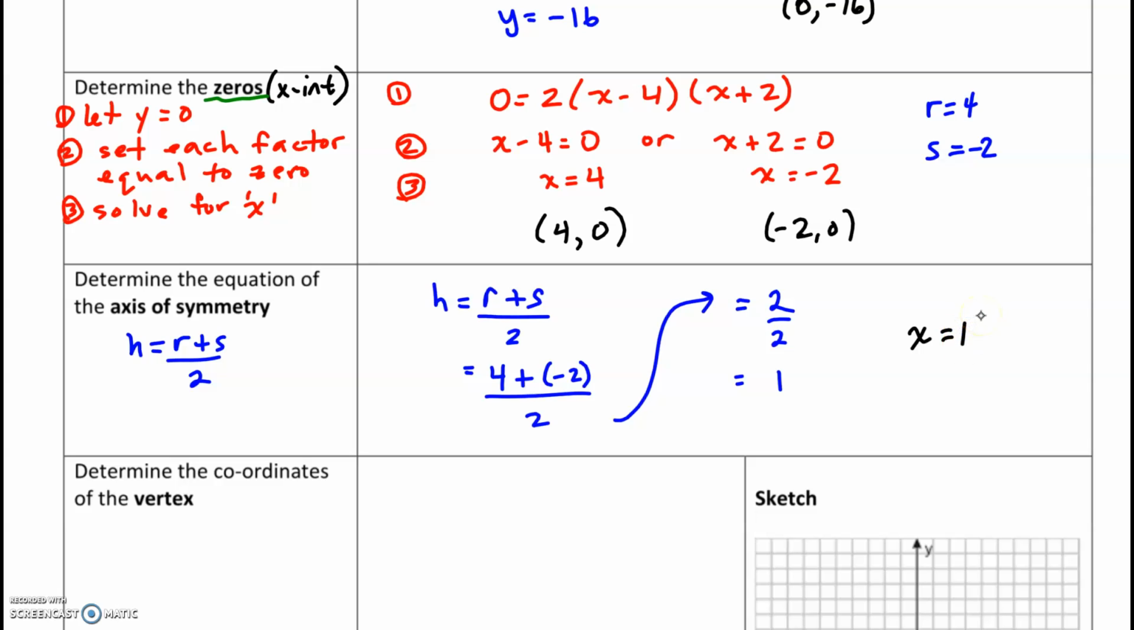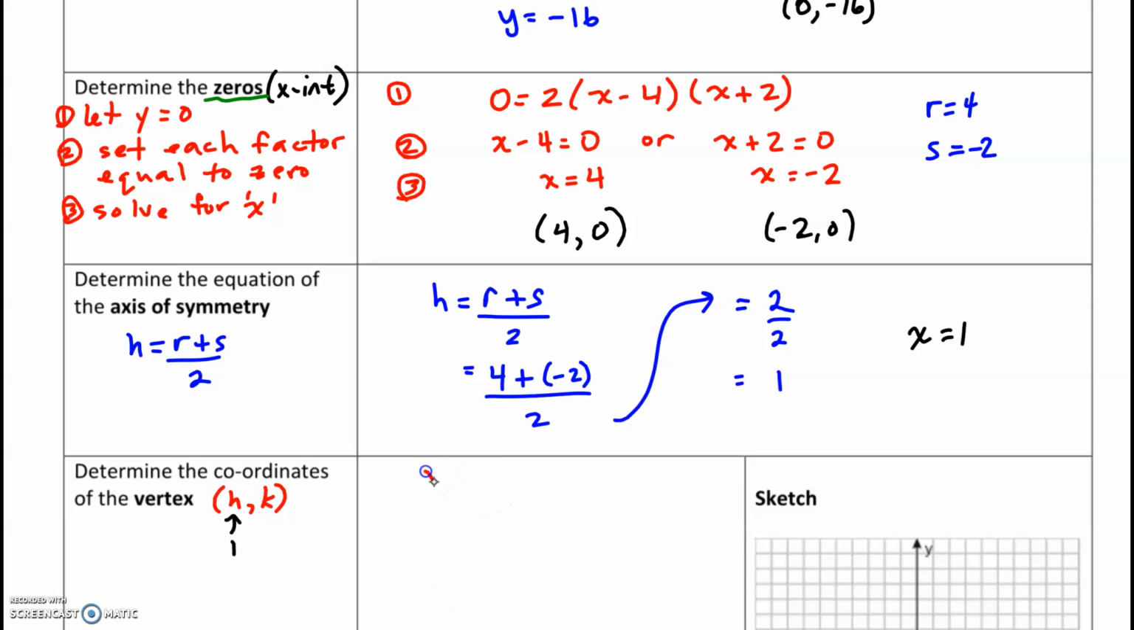All right, next we're going to determine the coordinates of the vertex. So let's remember that the coordinates of the vertex are h and k. And we already have one of them. We already have the h. We found it in the equation of the axis of symmetry. So we already know that h is 1. So in order to find our k value, we're going to sub x equals 1 into the equation.